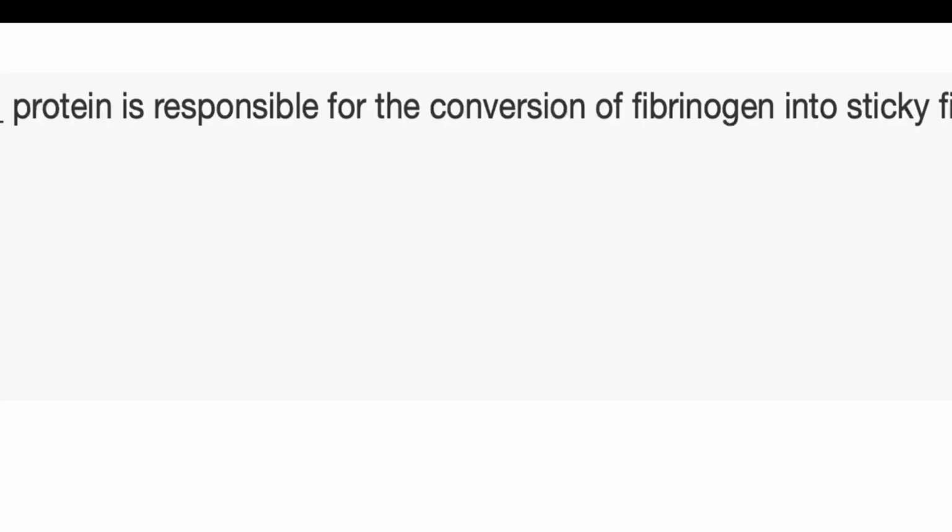I think that's enough time for this question, and it's time for me to reveal the correct answer. Dash protein is responsible for the conversion of fibrinogen into sticky fibrin that helps bind the clot. And the answer to this question is option D, thrombin. Thrombin is a protein secreted by thrombocytes, none other than our platelets, and is responsible for blood clotting.